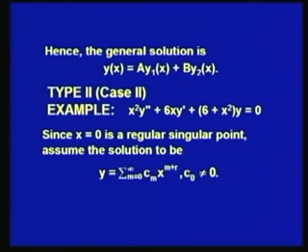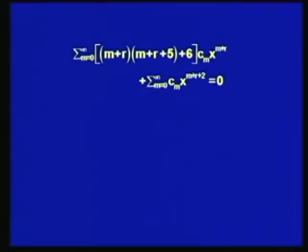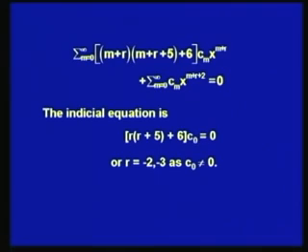Now here again x equal to 0 is a regular singular point of the given differential equation, so we can apply the Frobenius method. Let us assume the solution of the differential equation to be y equal to sigma m equal to 0 to infinity C_m x to the power m plus r, where C naught is not equal to 0. Let us substitute it in the given equation. We shall have sigma m equal to 0 to infinity (m plus r) into (m plus r plus 5) plus 6, into C_m x to the power m plus r, plus sigma m equal to 0 to infinity C_m into x to the power m plus r plus 2 equal to 0.